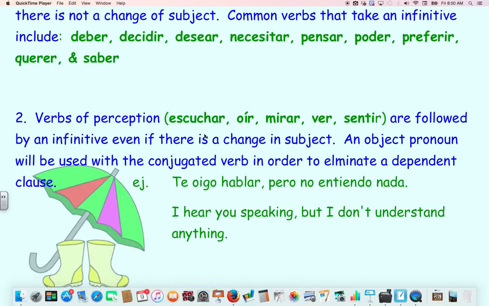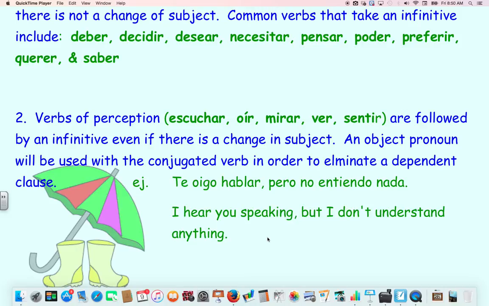Second of all, certain verbs of perception, in other words, verbs that have to do with the senses, listening, hearing, looking, seeing, feeling, are going to be followed by an infinitive even if there's a change in subject. Use an object pronoun in order to eliminate that need for a second clause. And if you look at the examples I've provided, te oigo hablar, pero no entiendo nada. I hear you talking, but I understand nothing.